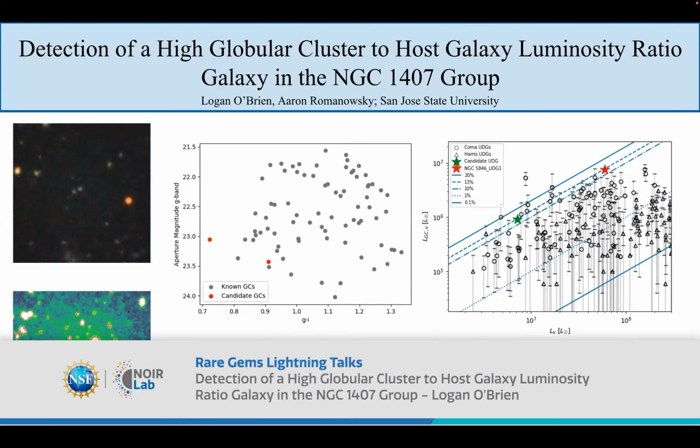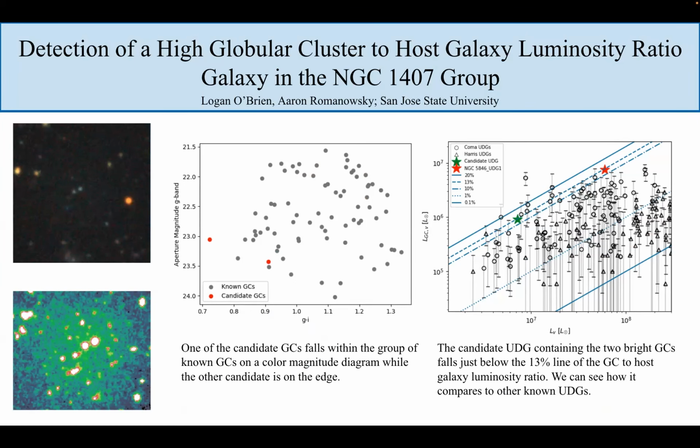I am a master's student at San Jose University, and I found this galaxy on the top left while I was just going through a catalog of galaxies trying to find ultra diffuse galaxies with globular clusters. And as we've seen in these talks, they're pretty hard to see with the naked eye. So we can see it better on the bottom left from a Subaru image. We can actually see the defined structure.